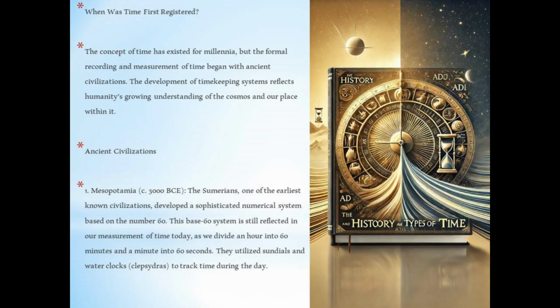Ancient civilizations. c. 3000 BCE. The Sumerians, one of the earliest known civilizations, developed a sophisticated numerical system based on the number 60. This base 60 system is still reflected in our measurement of time today, as we divide an hour into 60 minutes and a minute into 60 seconds. They utilized sundials and water clocks to track time during the day.